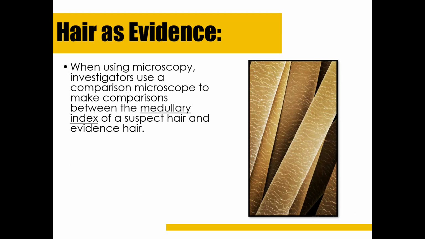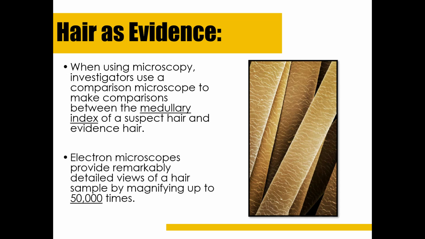Now, when using microscopy, investigators use a comparison microscope, and they make comparisons between the medullary index of a suspect hair and evidence hair at the same time. So they're looking at the hairs at the same time. And a lot of times these electron microscopes are very expensive because they are very high-powered. They can provide remarkable detail because they can magnify up to 50,000 times the original size of the hair.